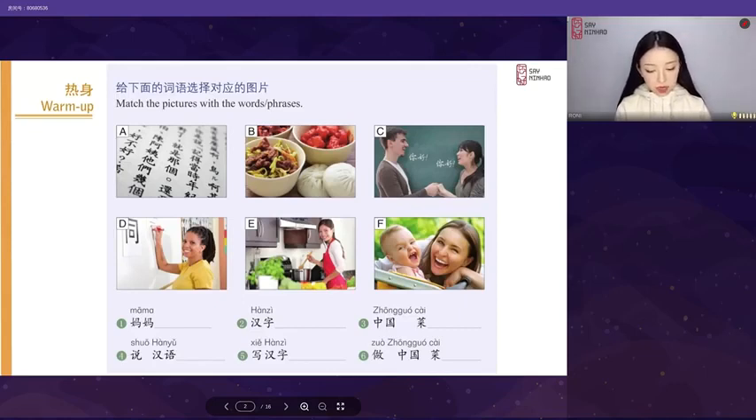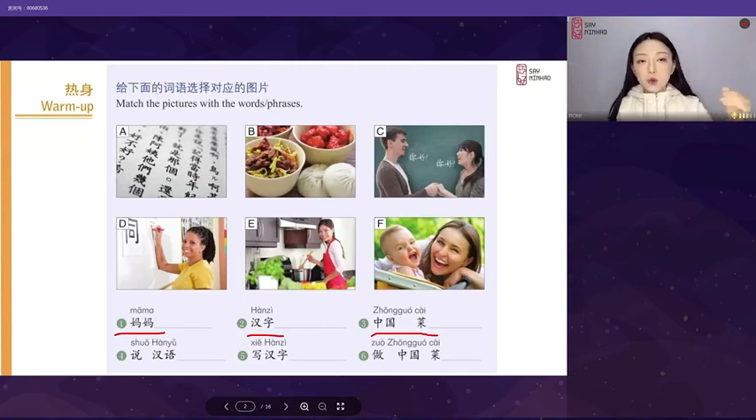This one, first one is mama. Mama. Read after me, please. Mama. It means mother. Okay, next one. Hanzi. It means Chinese character. Chinese character, not the language. The word we say, we write, okay? Chinese character.